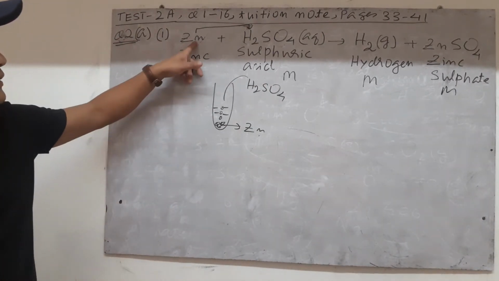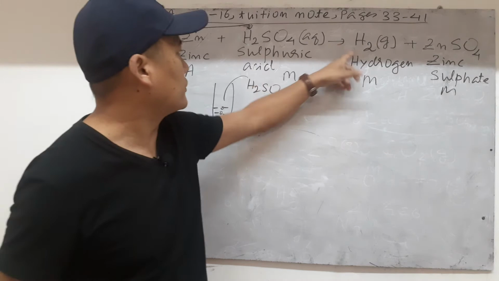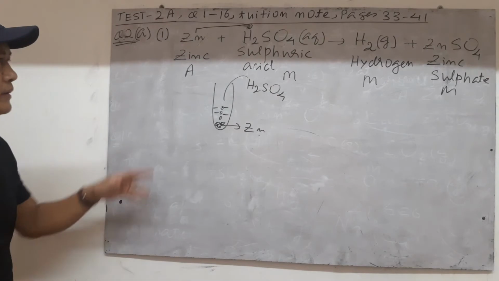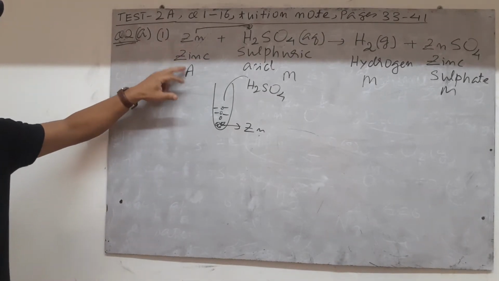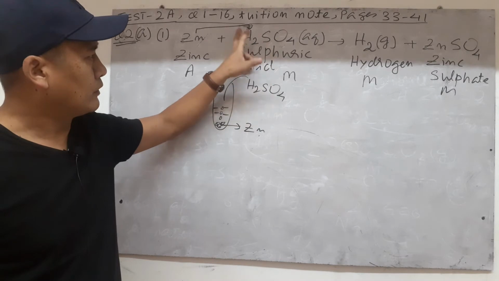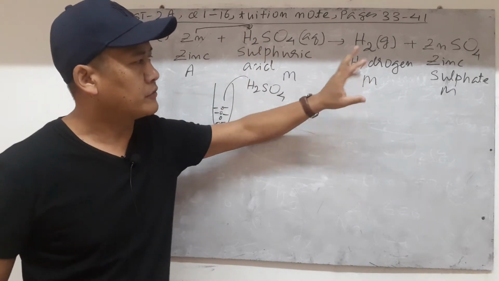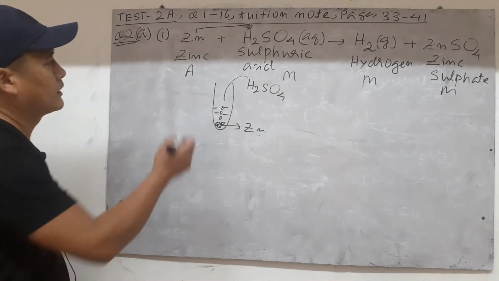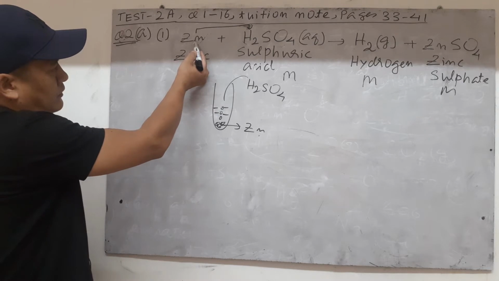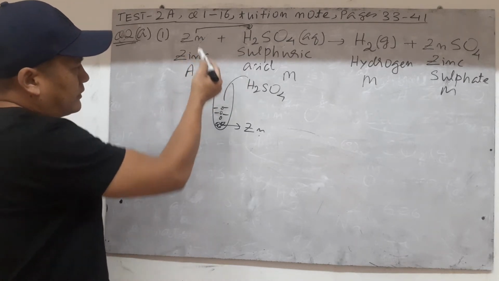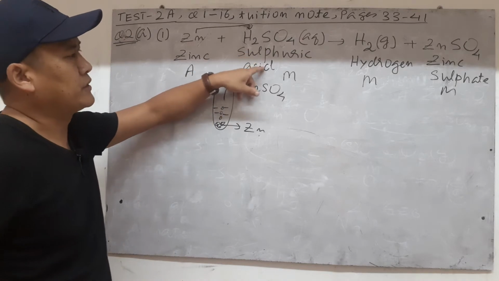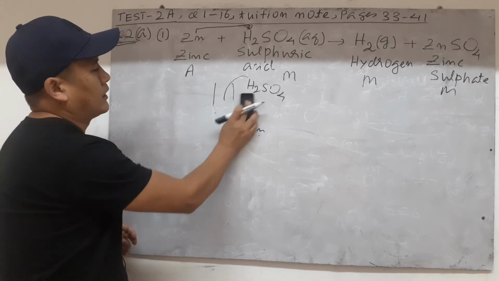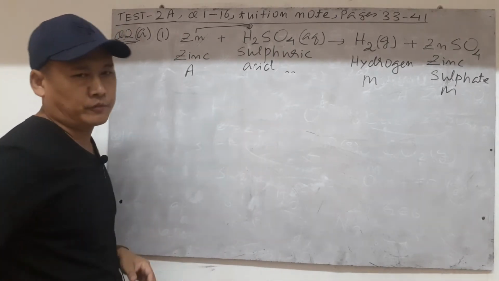Before that, let's check balance: Zn, H2, S1, O4, O4. This is already balanced. So let's read the balanced equation once. One atom of zinc reacts with one molecule of sulfuric acid to give one molecule of hydrogen and one molecule of zinc sulfate. Okay, or you can also read it as zinc on reaction with sulfuric acid, zinc displaces hydrogen from sulfuric acid to give hydrogen and zinc sulfate. Okay, so this is the method by which hydrogen gas can be manufactured or produced.